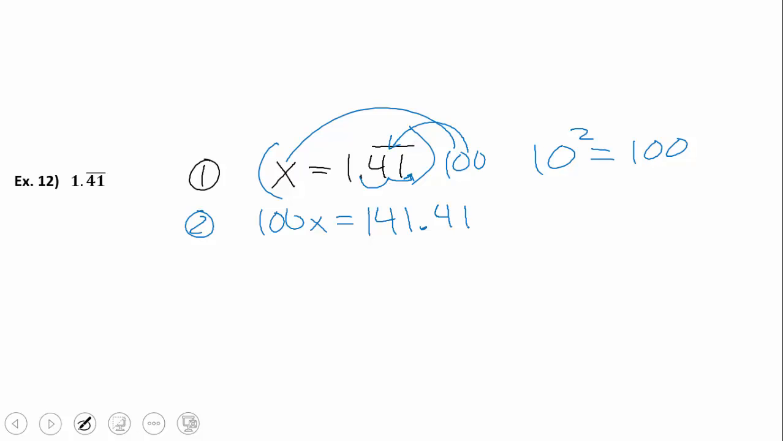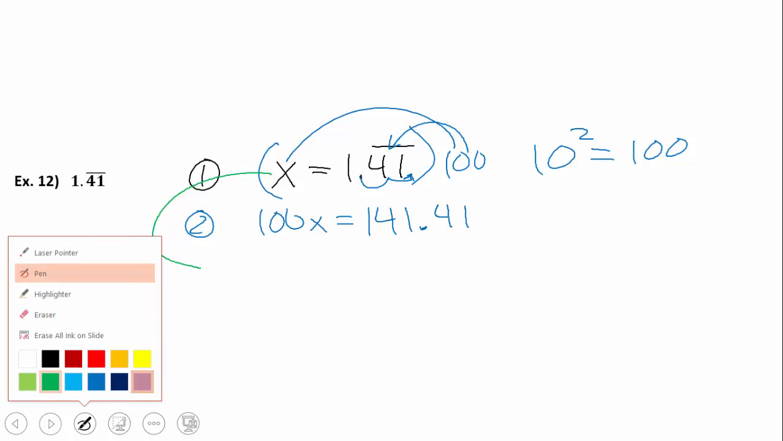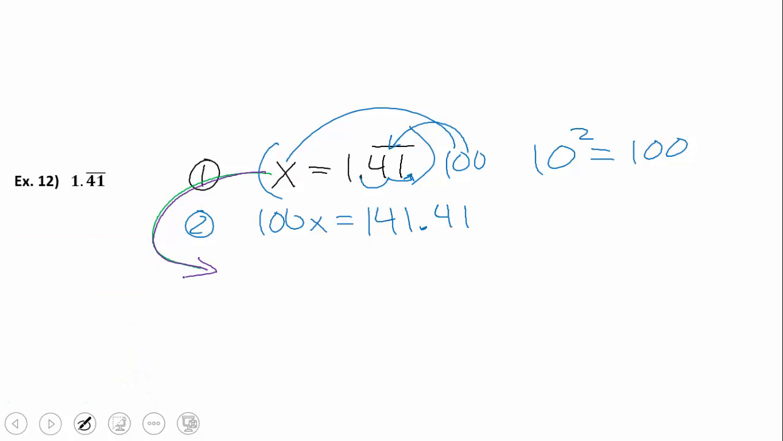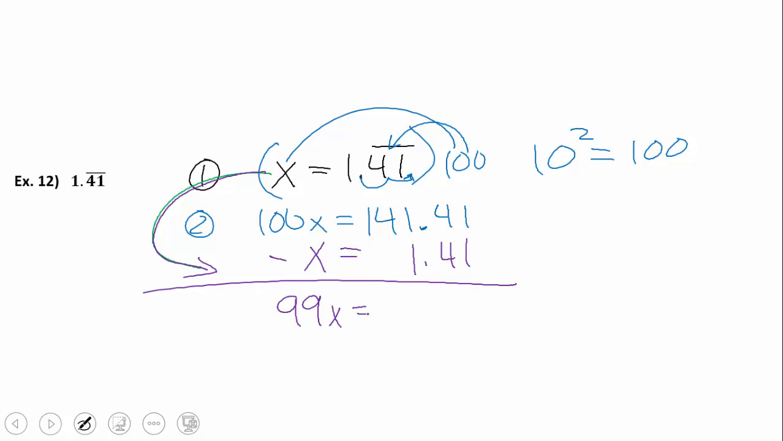Okay? Step 3, subtract. We're going to subtract the original from the new. So minus x equals 1.41. Make sure you line up those decimals so you can subtract correctly. 100x minus x is 99x equals 141.41 minus 1.41 gives me 140. Right? That gives me 140.